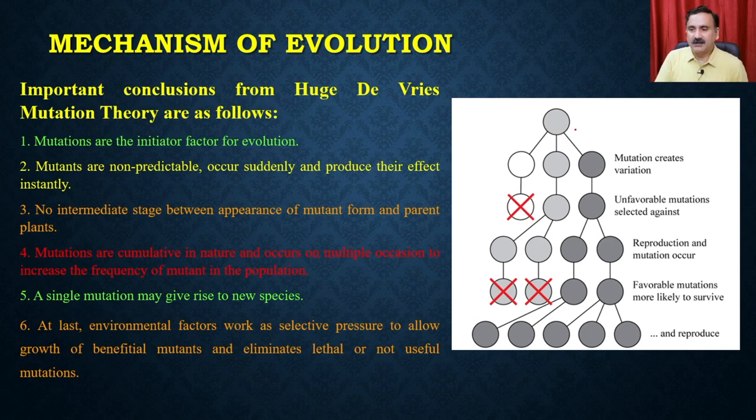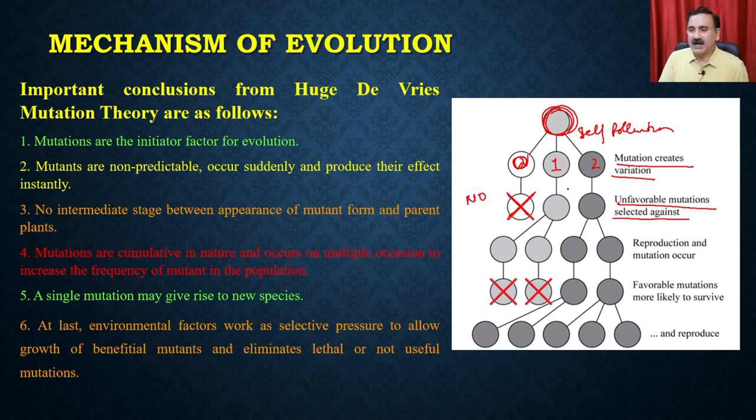This is what he has done, right? If you start with the parents, you are going to do the self pollinations, then you are going to produce the offspring. So the mutations are actually going to create the variations. You see that this is a wild type, this is mutant number 1 and this is mutant number 2. Because mutant 0 is actually not good, right? Because the unfavorable mutations are going to be selected against. So if there is an unfavorable mutation, it is actually not going to survive. So there will be no survival.